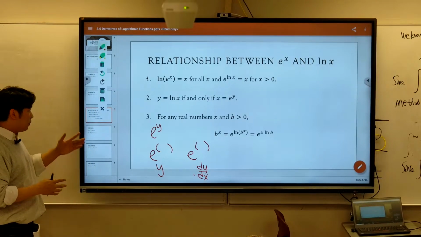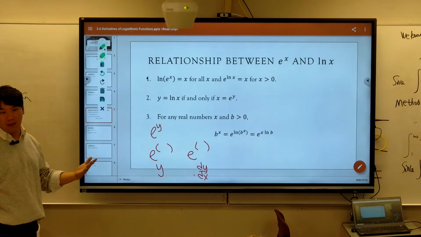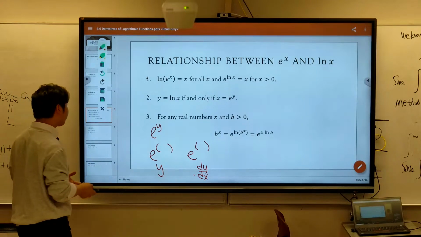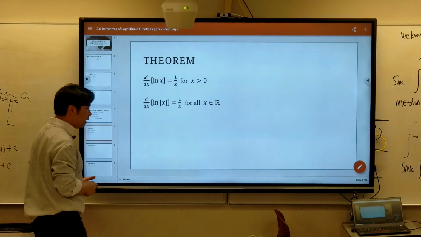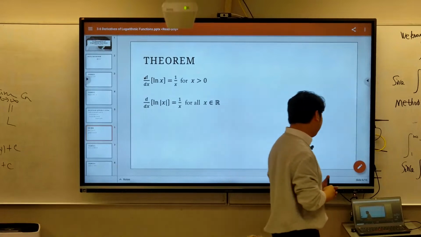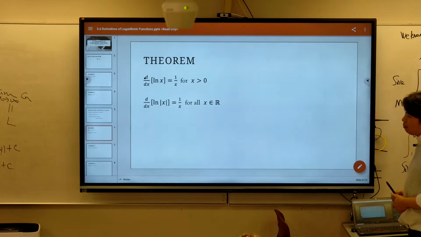All right, but that's not going to be our main focus for today. That was just deriving where the heck this other theorem came from. So let's go ahead and talk about this theorem right here. We have the derivative of the natural log of x is 1 over x, if x is positive.